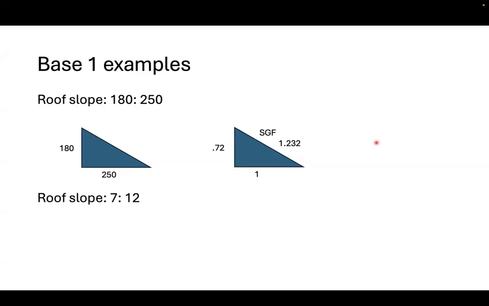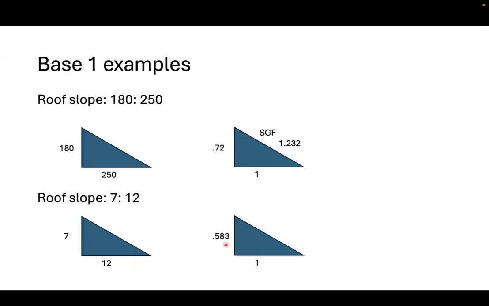Here's another example. Roof slope is a 7 over 12. And you see, these are just proportions to each other. They can be any number, and you can turn them all into a base 1. So we draw our triangle. Unit rise is 7, unit run is 12. And then we draw the same thing again with our base 1. So 12 divided by 12 is 1. 7 divided by 12 is 0.583.